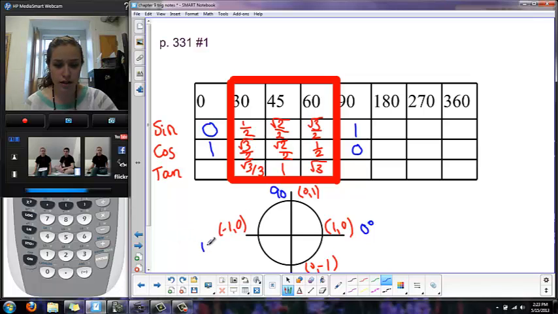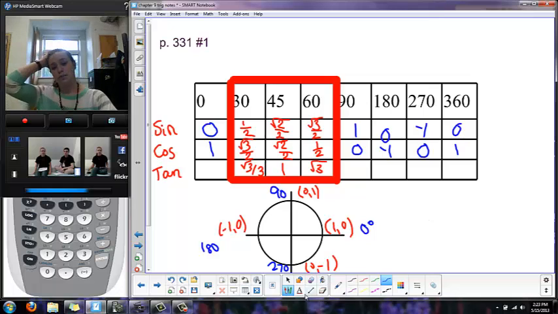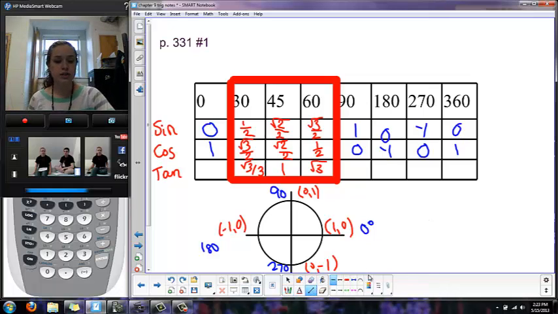Over at 180, my sine is 0. My cosine is negative 1. And then down here, 270. My sine is negative 1, my cosine is 0, and then 360 is just the exact same thing over there, 0. Now, do you remember how we figured out what the tangent was?